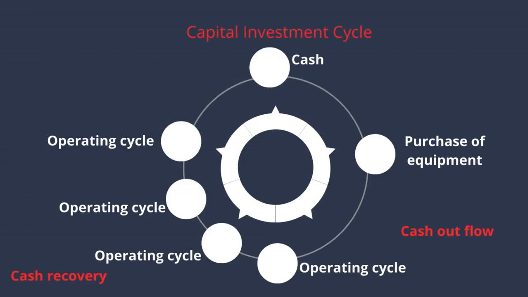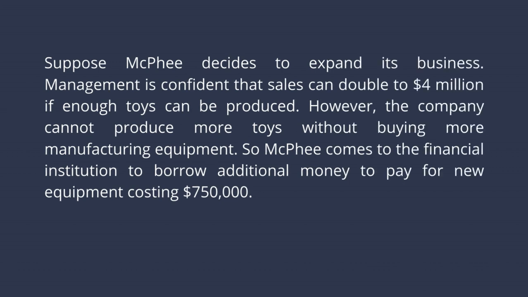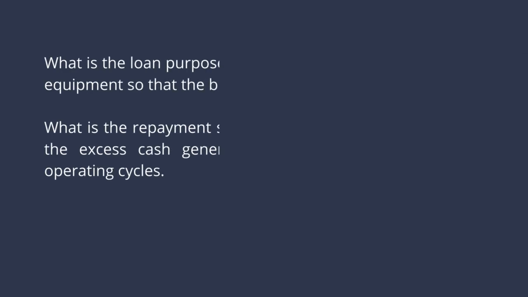Capital investment cycle. Cash. Operating cycle. Operating cycle. Operating cycle. Operating cycle. Purchase of equipment. Cash outflow. Cash recovery. Suppose McPhee decides to expand its business. Management is confident that sales can double to $4 million if enough toys can be produced. However, the company cannot produce more toys without buying more manufacturing equipment. So McPhee comes to the financial institution to borrow additional money to pay for new equipment costing $750,000.